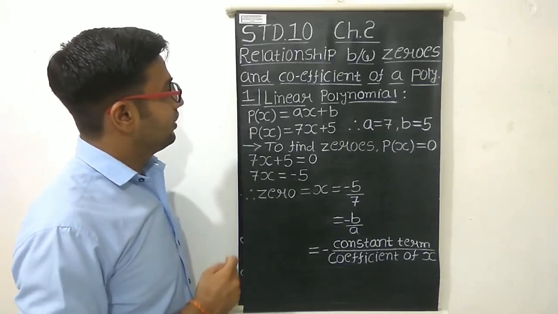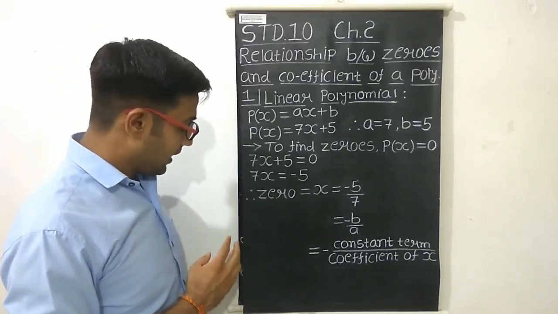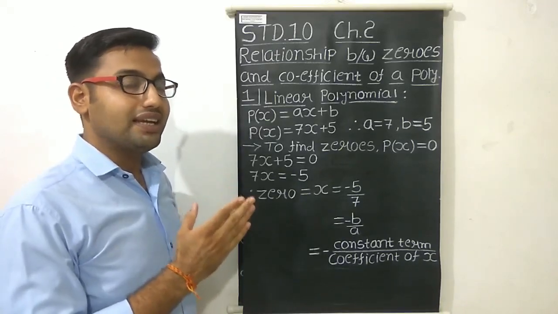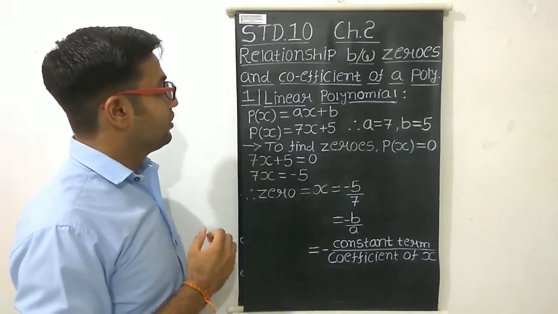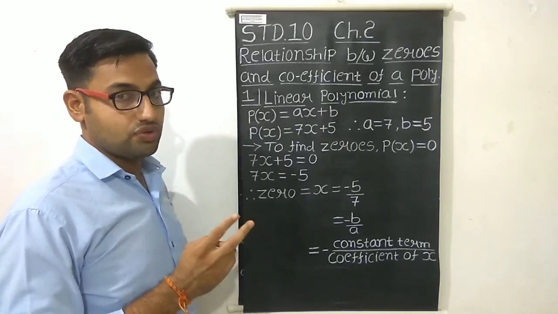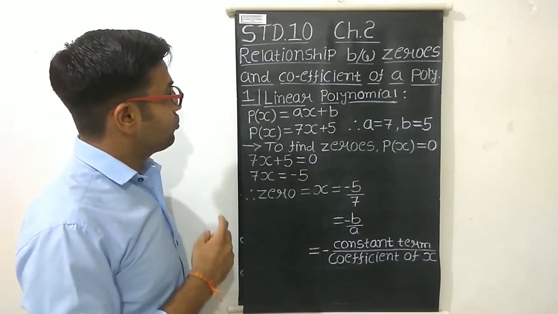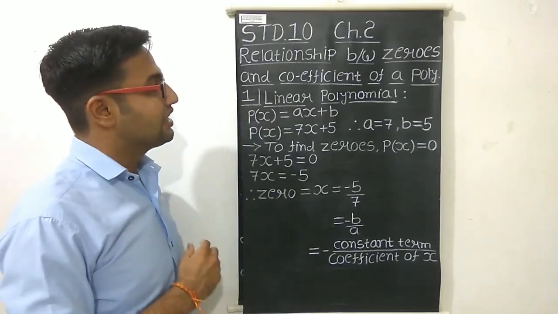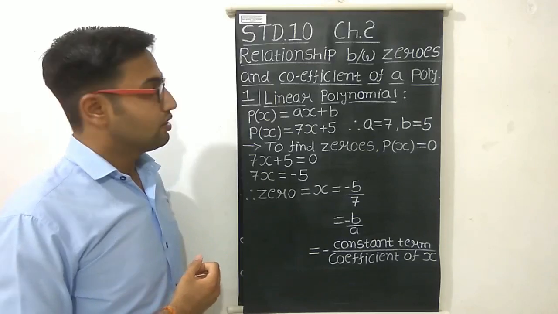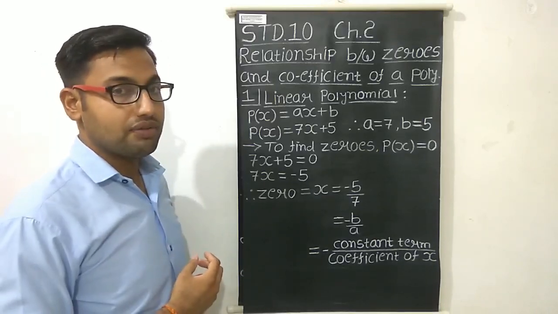In previous classes we have studied that we can classify polynomials into three types based on the degree of the polynomial. One is linear, the second is quadratic, and the third is cubic polynomial. This topic is about the relationship between the zeros and the coefficients. We will study this topic one by one.